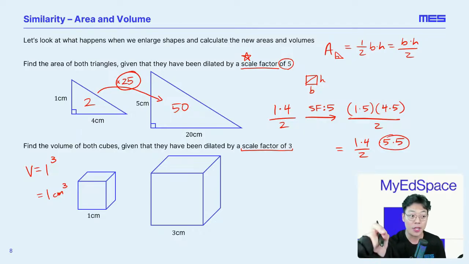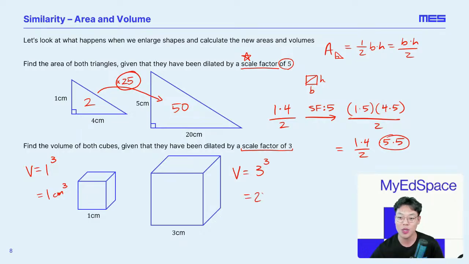We worked with 2 dimensions already with area. We said square the scale factor because we are now in 2 dimensions looking for areas. Area is 2-dimensional. But now we're working with 3 dimensions. So volume, if we have a scale factor of 3, we're no longer squaring the scale factor, but now we are cubing it. Exactly, 3 cubed, correct, amazing. Volume is equal to 3 cubed, which is 27 centimeters cubed.